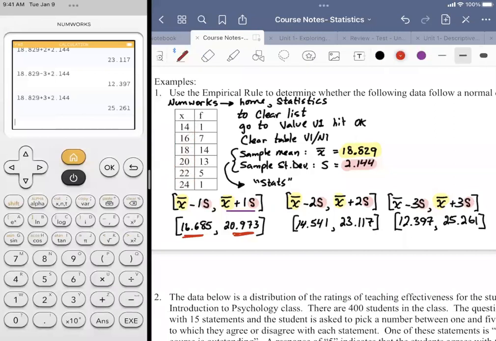In this case, I can tell you that 14 is not big enough. It's got to be between 16.685 and 20 point, well, I'll just say 16.7-ish and 20.9-ish. 14 is not there. 16 doesn't quite make it. 18 falls between those two numbers. 20 does, barely, but it does. 22 does not. Neither does 24. So the only two numbers that are relevant here would be 18 and 20, but we have to remind ourselves that the 18 occurs 14 times and the 20 occurs 13 times.